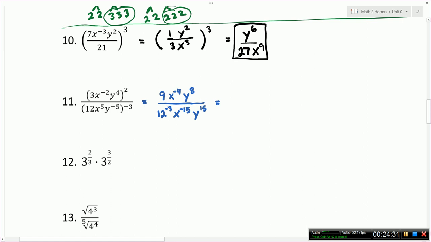And anything with a negative exponent, I'm going to move to the other side of the fraction. So the 9 has a positive exponent of 1. We don't see the 1, but it does, so we're going to leave the 9 there. The x to the negative 4, I'm going to move to the bottom, make it x to the positive 4. Y to the 8th, I'll leave up here. 12 to the negative 3, move it to the top, 12 to the positive 3. X to the negative 15, move up. And y to the 15, keep in the denominator.